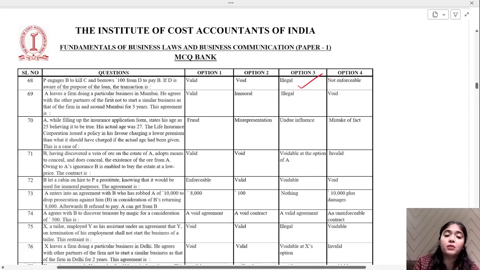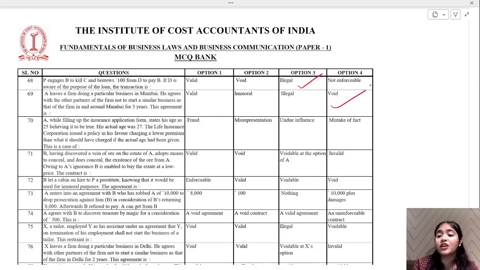A leaves the firm doing a particular business in Mumbai. He agrees with the other partners of the firm not to start a similar business to that of the firm in and around Mumbai for 3 years. This agreement is valid or void? Basically, these agreements are void, like in partnership, etc.